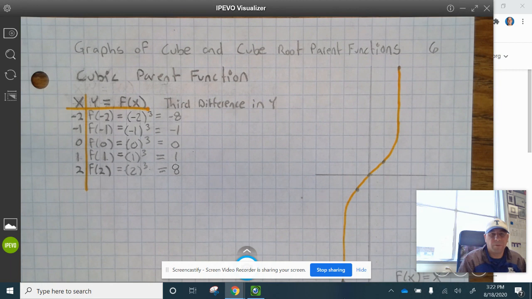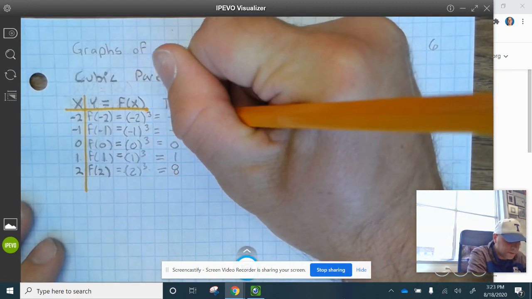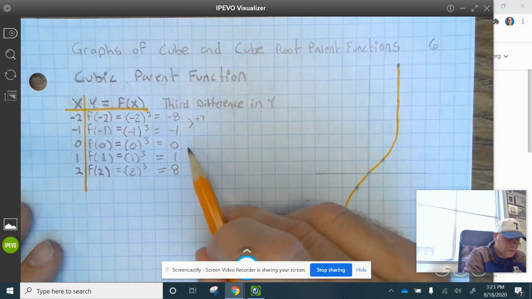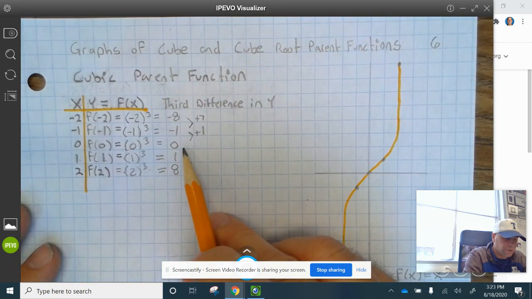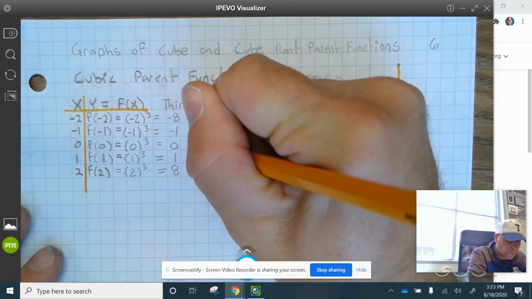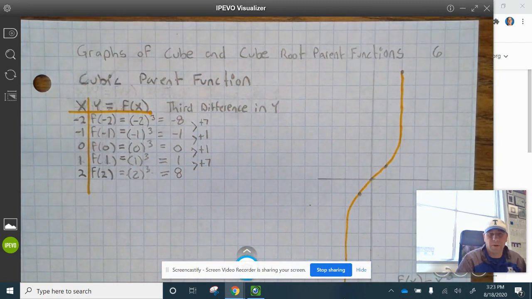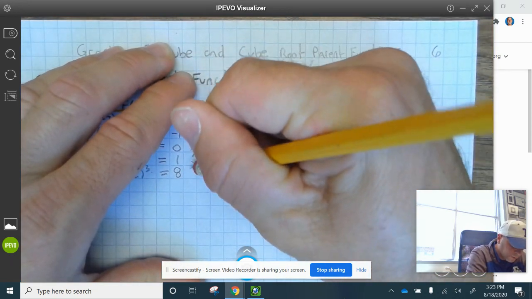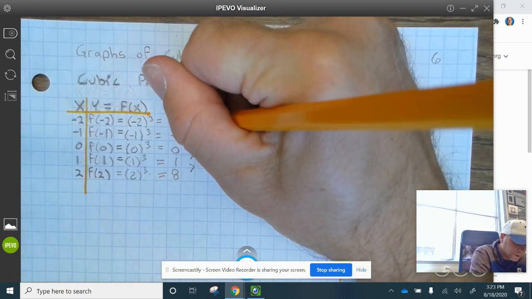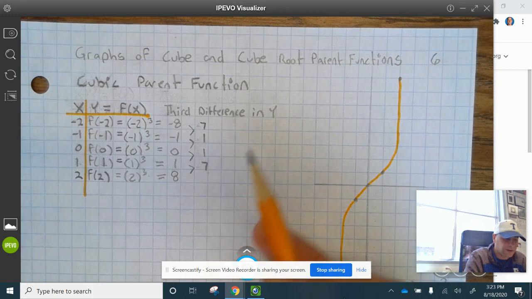Okay, now let's look at what we mean when I say third difference in y. So you ask yourself, what do you do to -8 to get -1? You add 7. What do you do to -1 to get to 0? You add 1. What do you do to get from 0 to 1? You add 1. What do you do to get from 1 to 8? You add 7. And really, you don't need to put the plus on. I think that adds too much to it, so let me tweak that a little bit. Now, you'll notice the first difference isn't the same, so now let's go to the second difference.